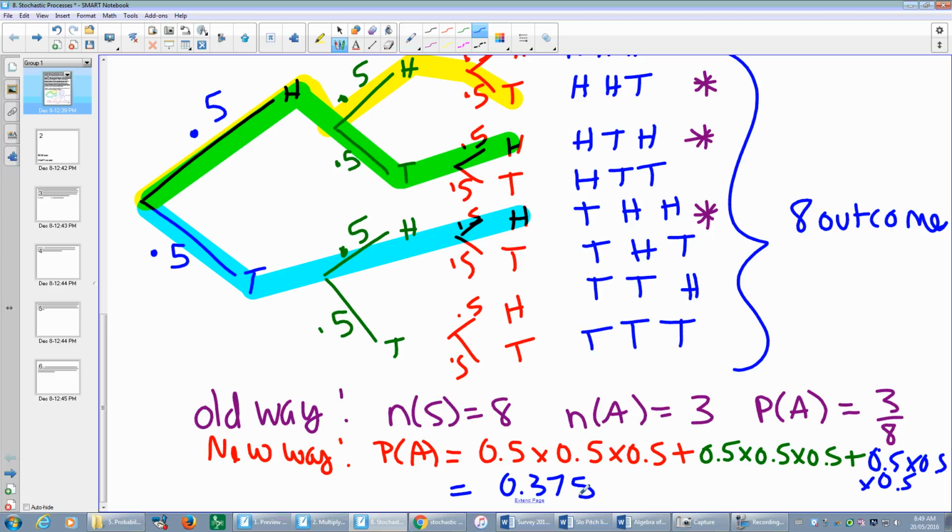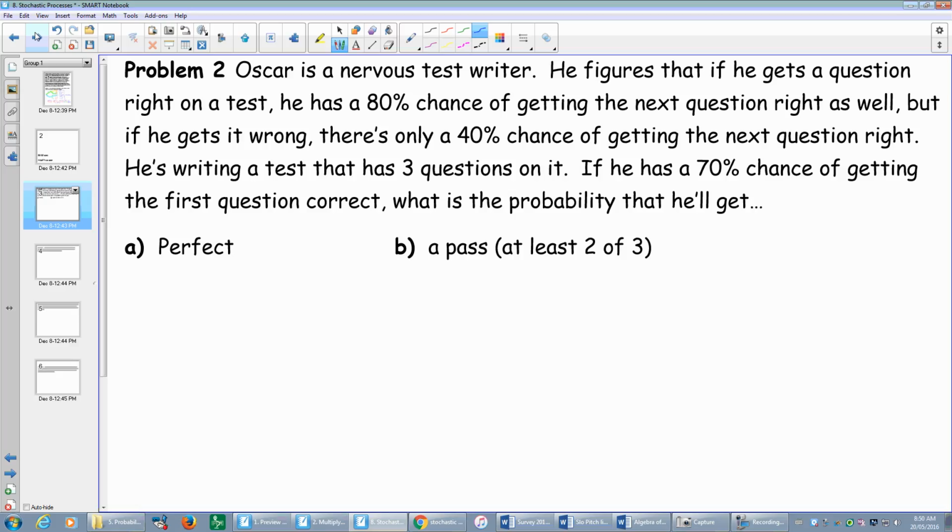We're going to do some examples where the new way is the only way to do it. Okay? Okay. The next piece here, problem 2.